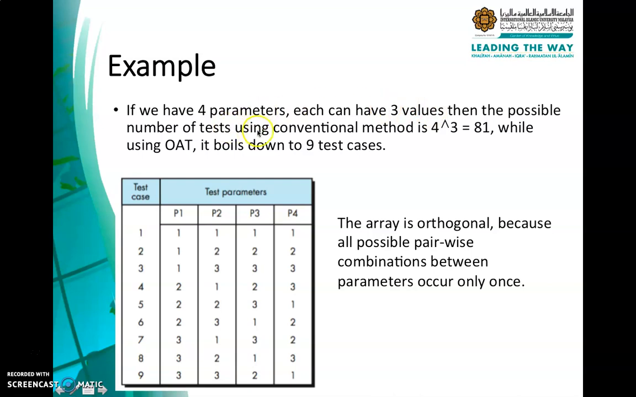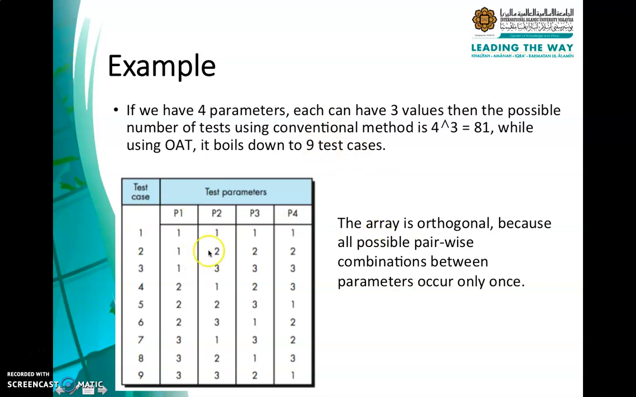The possible number of tests, if we are using the conventional method, is 3 to the power of 4, which is 81. So we need 81 test cases in order to ensure that we go through each individual value, because each of the parameters has 3 distinct values, for example 1, 2, and 3. But by using orthogonal array testing, it boils down to only 9 test cases.